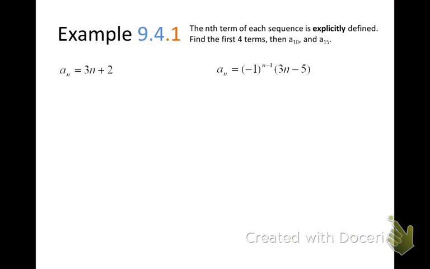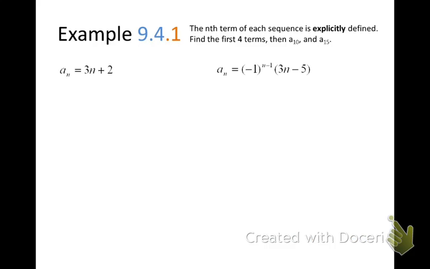So let's look at the first example. There's two different ways that a sequence can be defined. The first way is explicitly. This is a harder way to come up with if I give you the actual sequence, but it's easier going the other way around. So it's easiest to write the numbers in a sequence if I give you the explicit formula, and I'll tell you why.